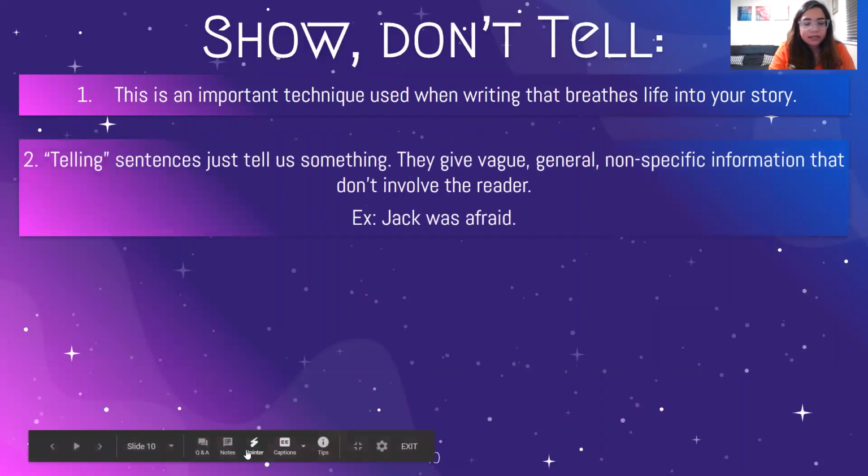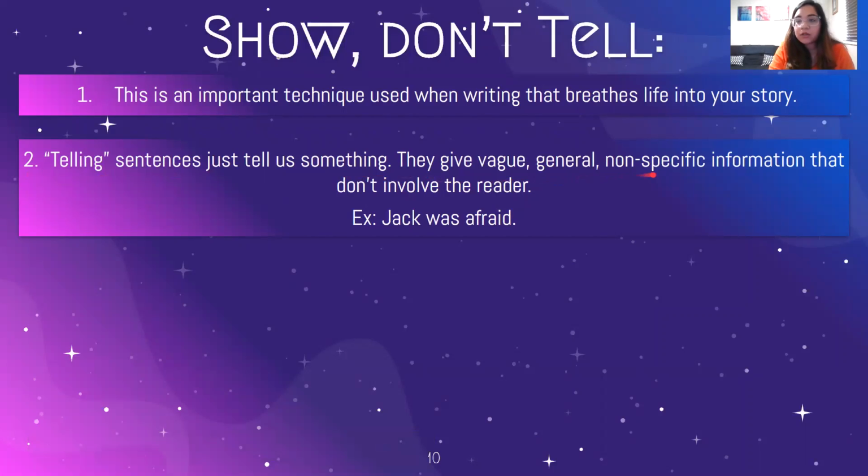So telling sentences just tell us something. They give vague, general, non-specific information that doesn't involve the reader. So Jack was afraid. That's good to know, but it's kind of boring, right? If we just have the sentence, Jack was afraid, that doesn't really tell us much. It's just telling us how he's feeling. But why is he afraid? Where is he? What is he doing? What's happening in his surroundings that is making him feel afraid?